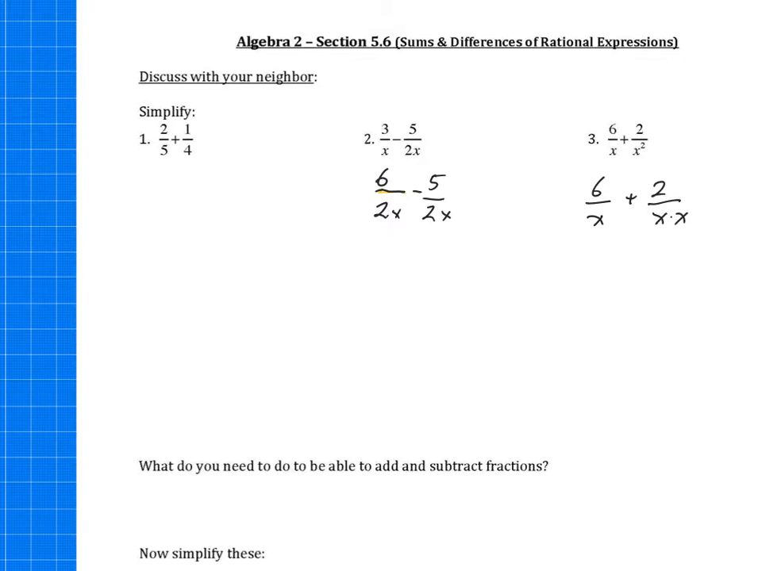Okay. All right. Let's go ahead and discuss your results. So Kitty, how'd you do on the first one? I got 13 over 20. 13 over 20. Anyone else?